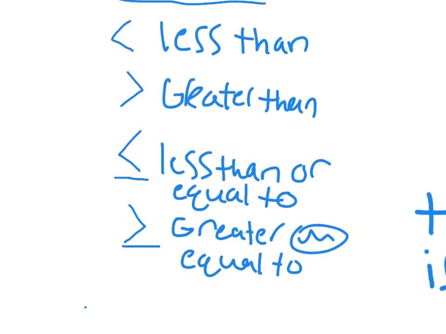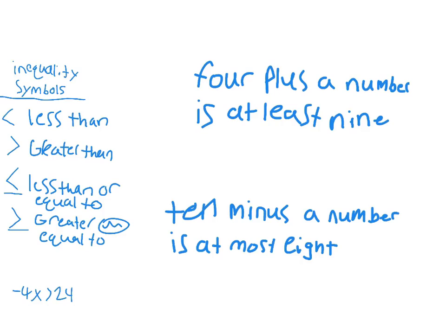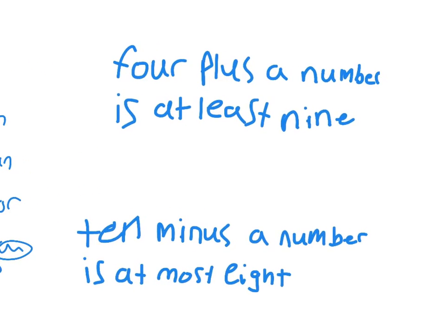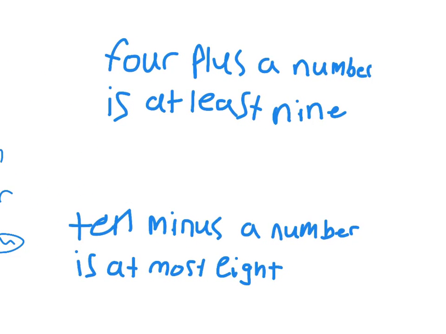You get the idea. All right, so I made some practice problems. Very simple. The first one: 4 plus a number is at least 9. So we'd write out 4 plus a number, which we will call x, is at least 9. That means we cannot go below that number, which is 9. So that would be greater than or equal to 9.